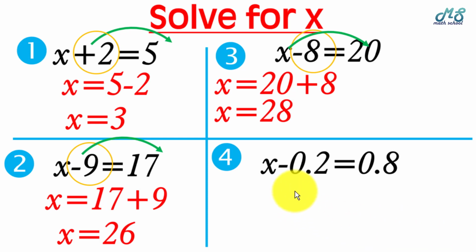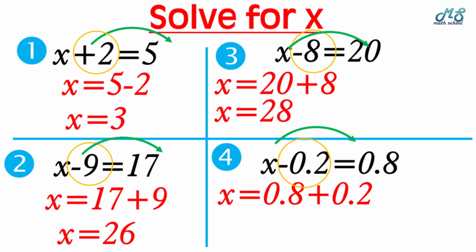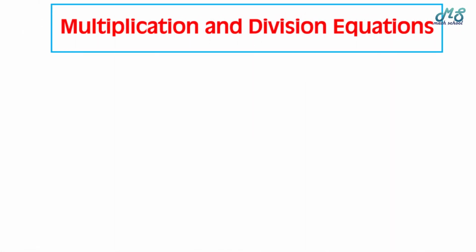Next, guys, x minus 0.2 equals 0.8. We have decimal forms, no problem. It's a subtraction equation. To find the value of x, circle minus 0.2 and move it to the other side to be added. Now x equals 0.8 plus 0.2. 0.8 plus 0.2, you can find it mentally. Now x equals 1. It's easy.